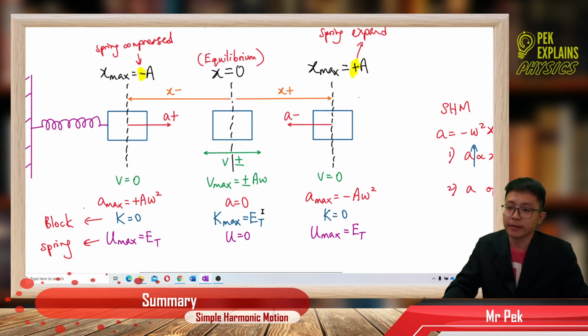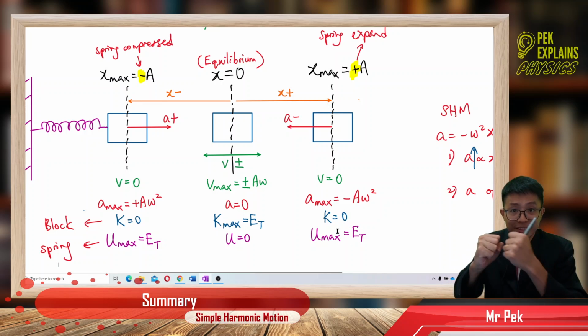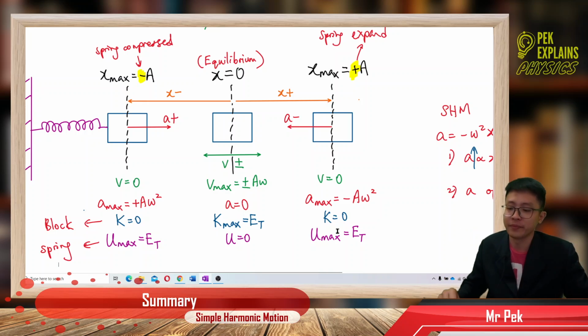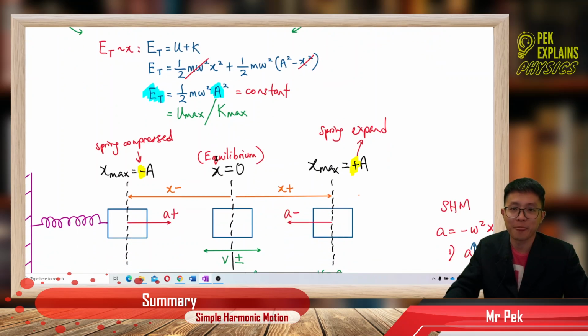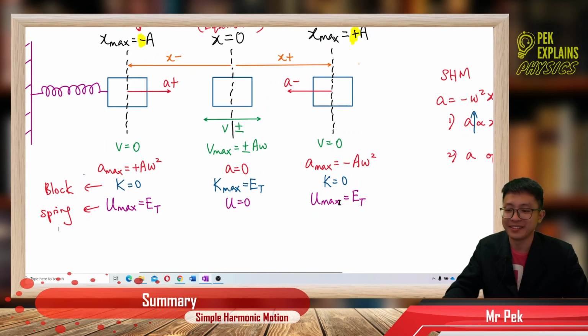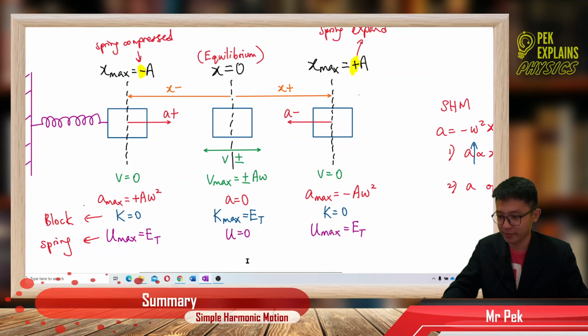Now, at the other end, the maximum extension, that means the spring is extended to the maximum. So the spring also stores maximum elastic potential energy, which is also equal to the total energy, half m omega square a square. Okay? So this is the very important diagram. I hope you remember this.